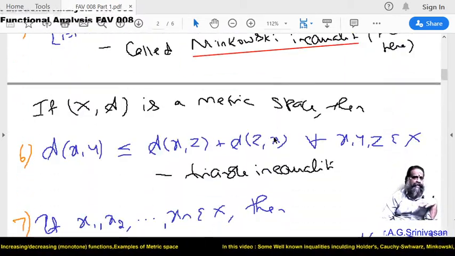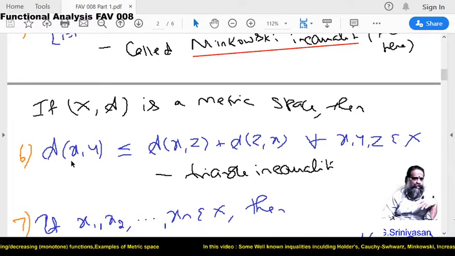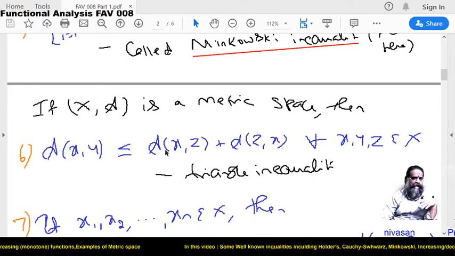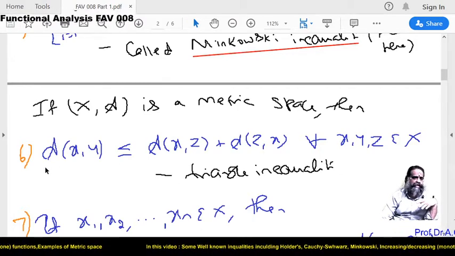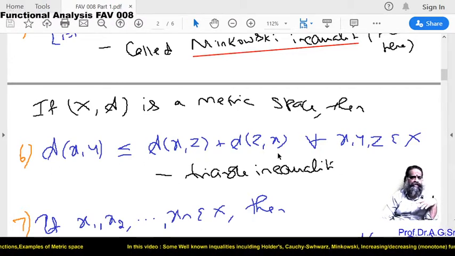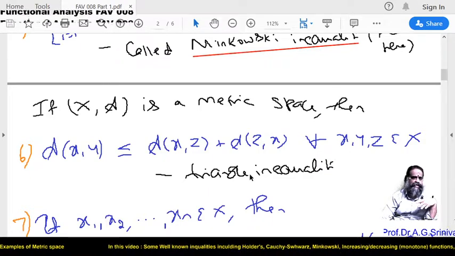We also had, some time back, some more inequalities. For example, the triangle inequality in a metric space. If (X, d) is a metric space, then d of xy is less than or equal to d of xz plus d of zy for all x, y, z belonging to X.